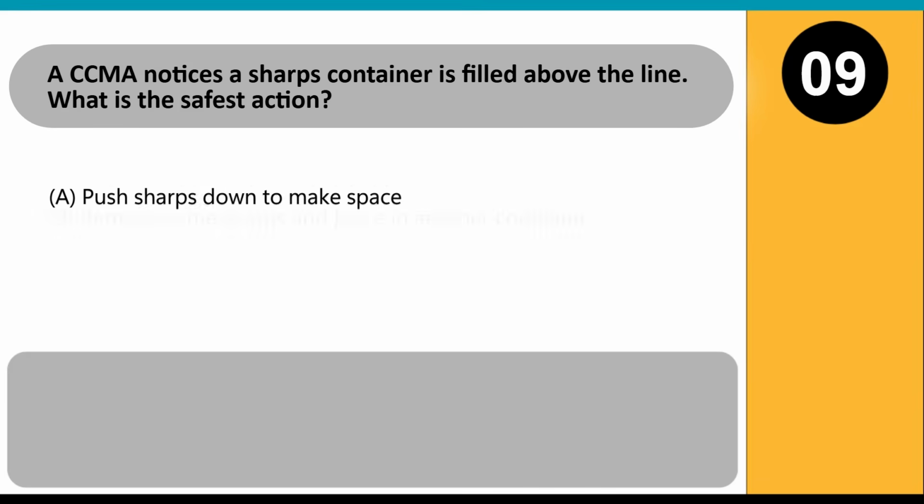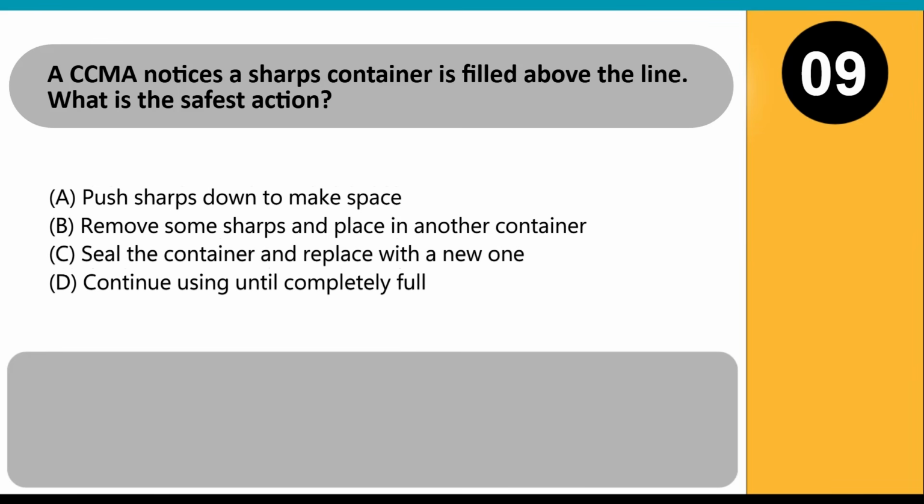A CCMA notices a sharps container is filled above the line. What is the safest action? A. Push sharps down to make space. B. Remove some sharps and place in another container. C. Seal the container and replace with a new one. D. Continue using until completely full.